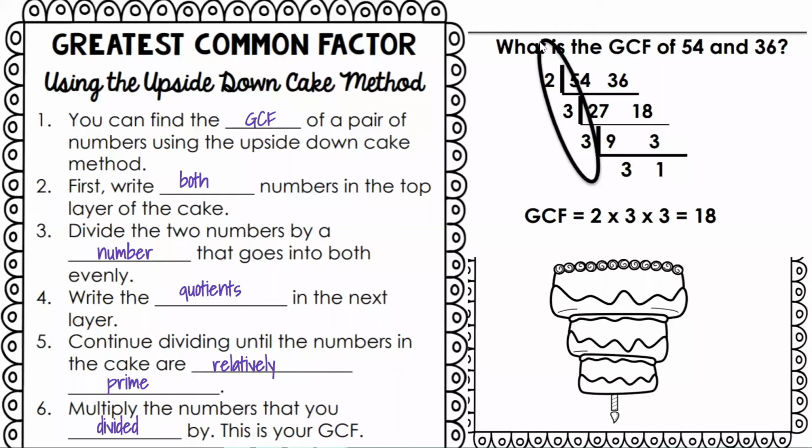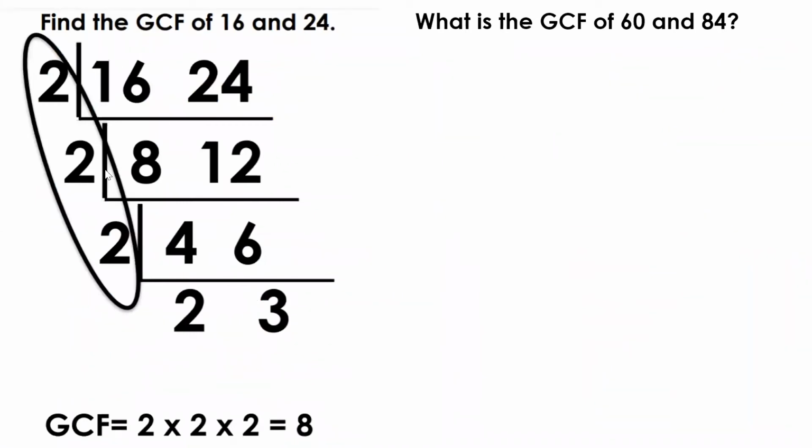We're going to do a couple more examples here. I'm going to show you one more example, do one together, and then we'll look at a real world example of when we would use greatest common factor. So here's another example on the left-hand side of the screen where you have 16 and 24, and we're trying to find the greatest common factor.